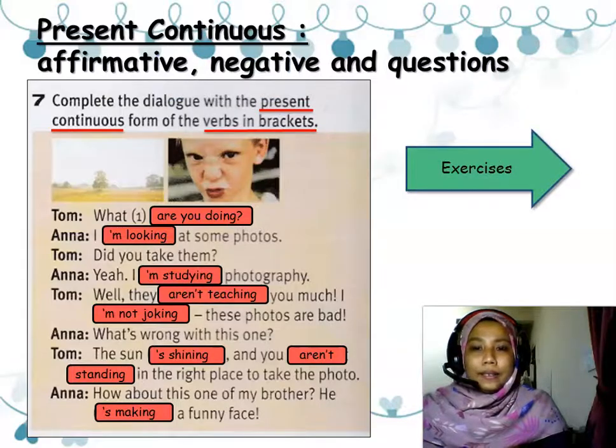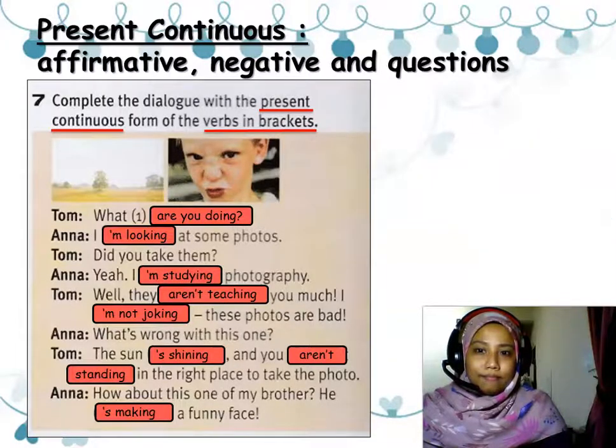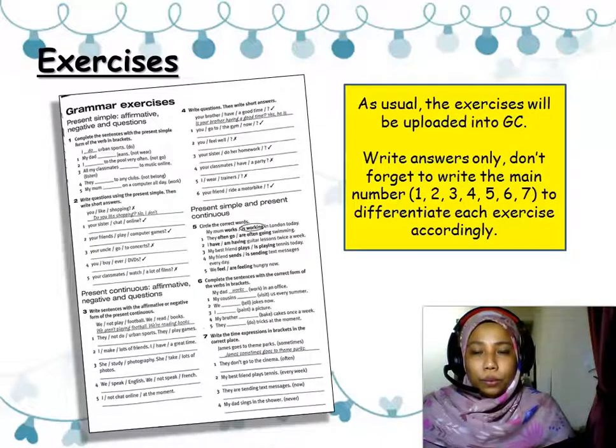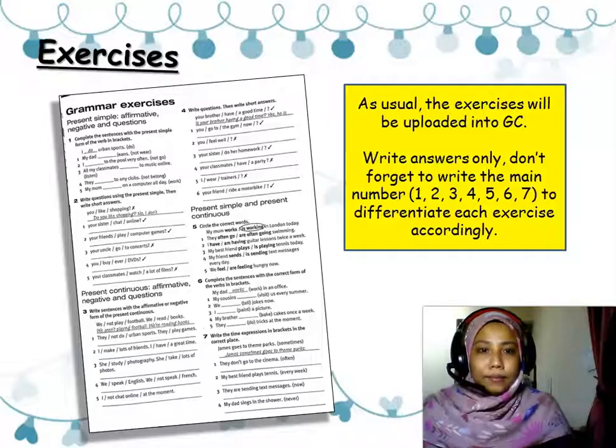Again, let's check the exercises. Here are the exercises that I'm going to give you, and I will upload them into Google Classroom. As for the instruction, write answers only. Don't forget to write the main number, 1, 2, 3 until 7, to differentiate each exercise accordingly.